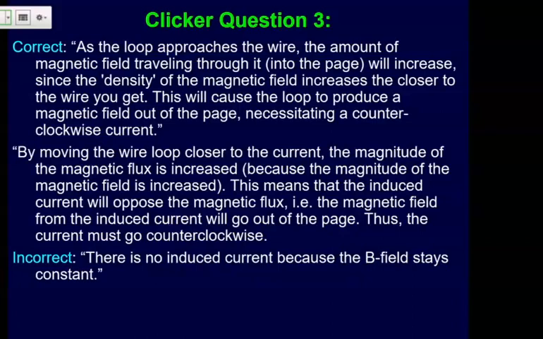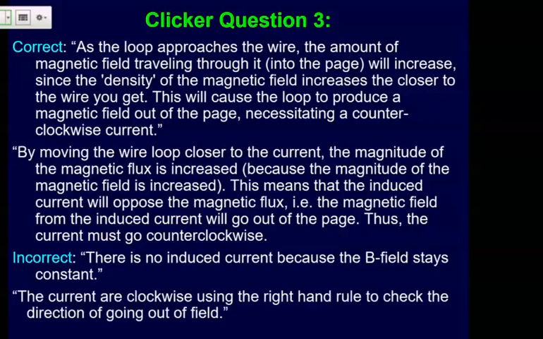So the B field is going to get stronger, which means there are going to be more lines coming in. And they are clockwise, using the right-hand rule to check the direction of going outfield. And so I think in this case, they sort of had the direction of it incorrect.